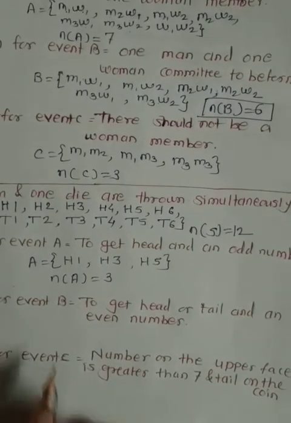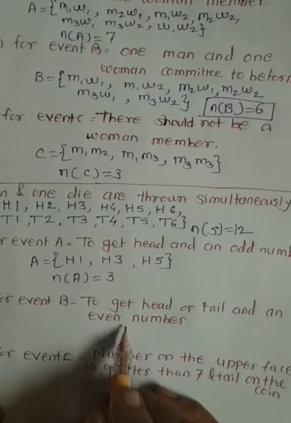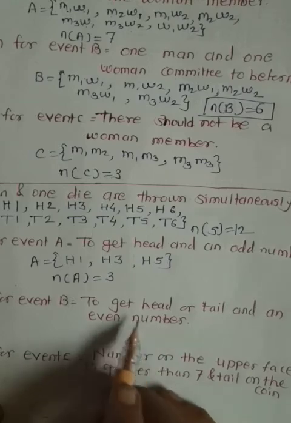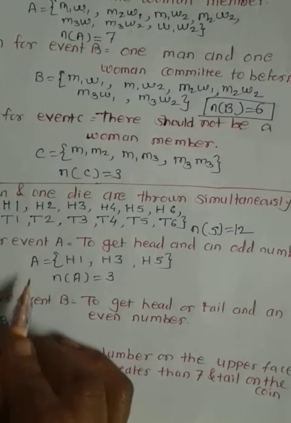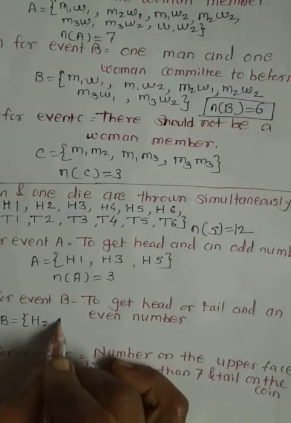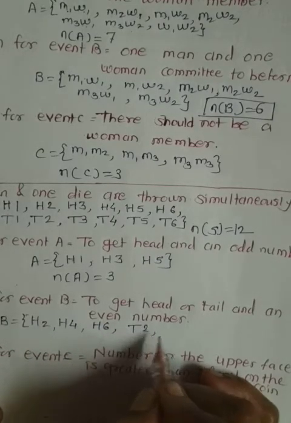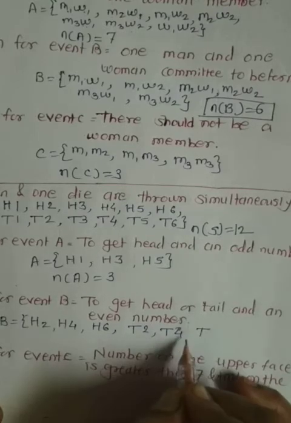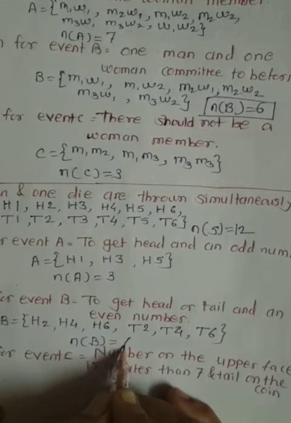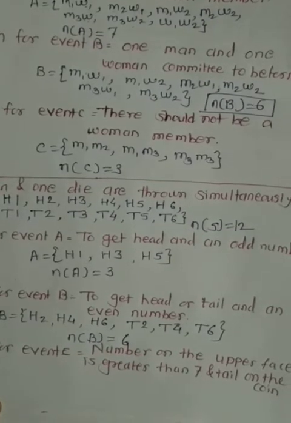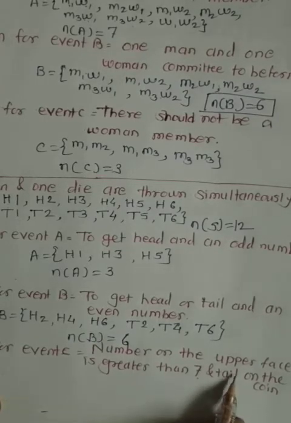Now the next event, the condition for event B, to get head or tail and even number, means either head or tail but even number. Count the even numbers, that is H2, H4, H6. Now take tail: tail 2, tail 4 and tail 6, means here the total number of sample points is equal to 6.